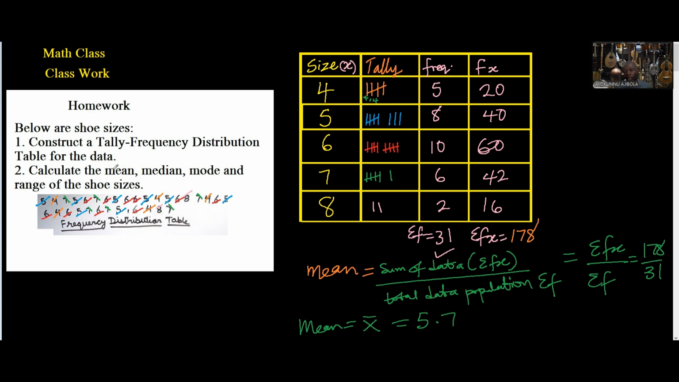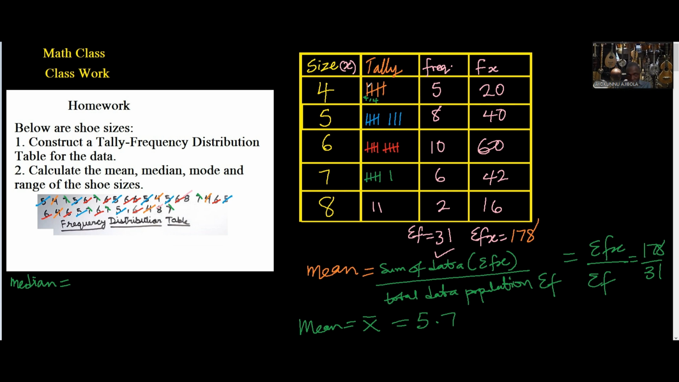Then the next thing it says find the median. I told you median means you should rearrange from the smallest to biggest. And look at the table. If you look at the tally has already rearranged everything from smallest to biggest because this is 4 to 8, okay?